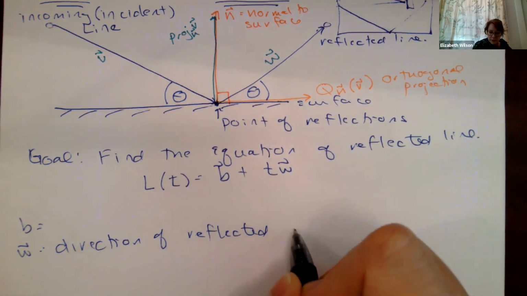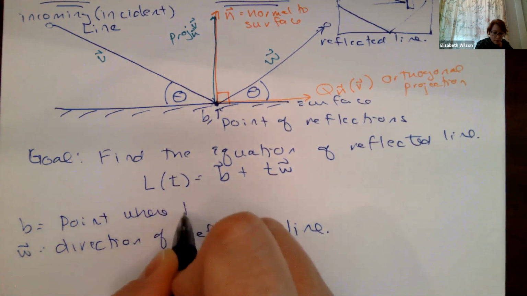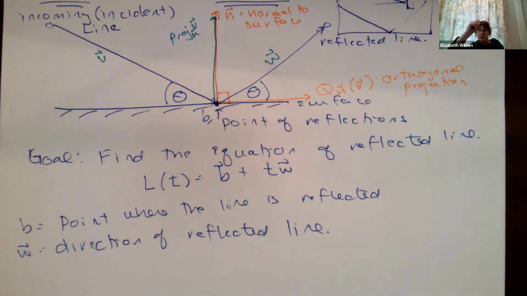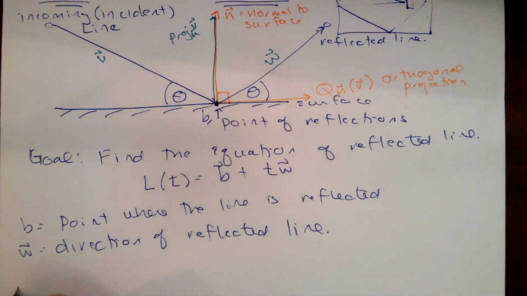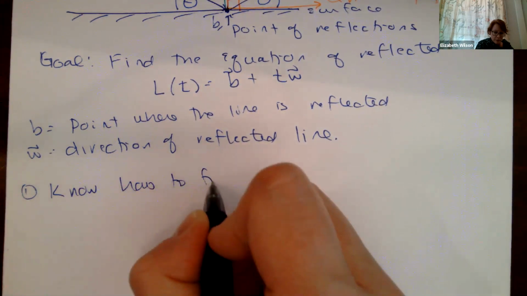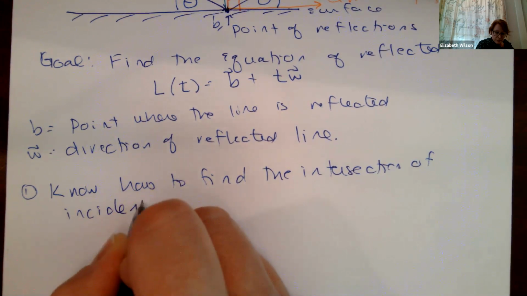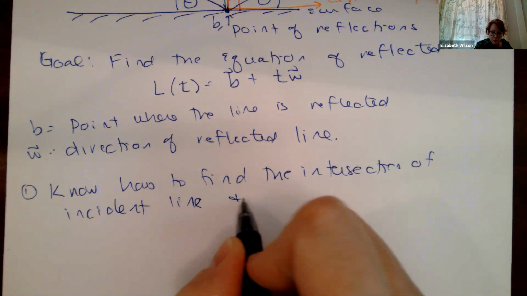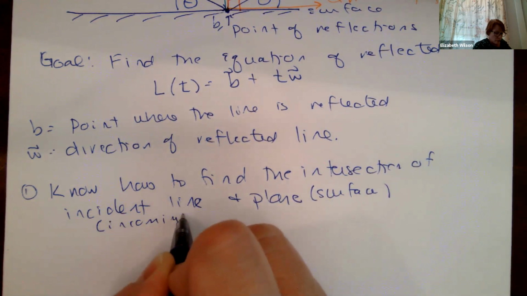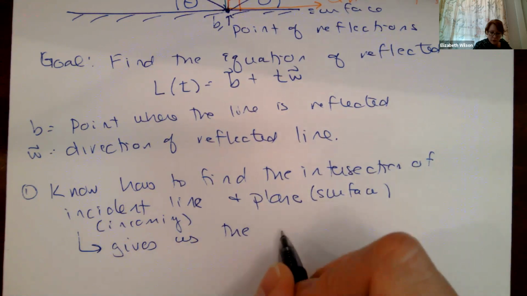Okay. All right. So this is the direction of our reflected line, right? And b, right here, this is the point where the line is reflected. It's like an intersection point, but instead of intersecting and going through, it's bouncing off. Okay, so that's what's happening here. The thing that we're going to need is this: we now know how to find the intersection of the incident line, that's our incoming line, and our plane. That's our surface, right? This is our surface. We know how to find that intersection point. This is going to give us the point of intersection.